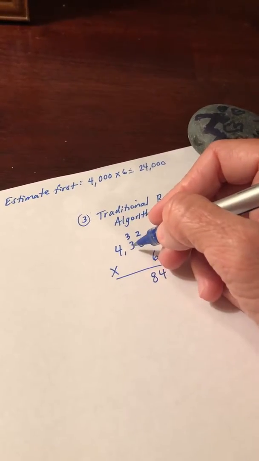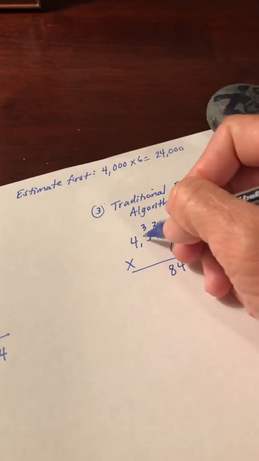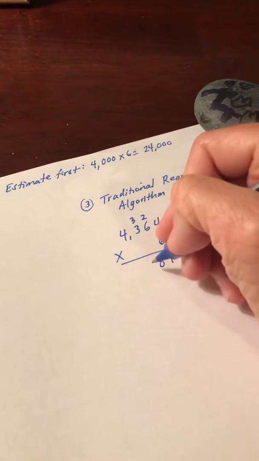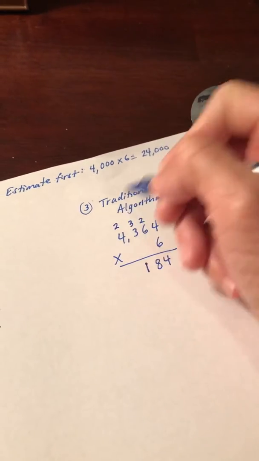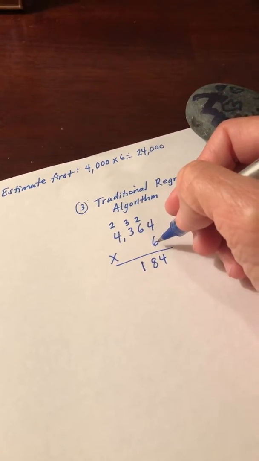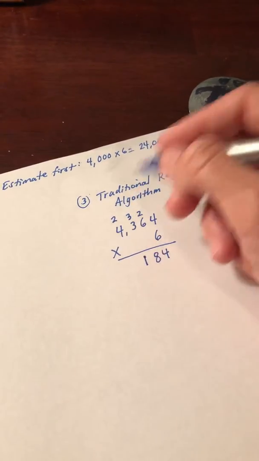6 times 3 is 18, which we had over here. There's 18 hundreds, but I'm going to add on that extra 3. That's 21. Can't cram 21 down here, so the 1 comes down. The 2 gets regrouped. All right, and then my last step is 6 times 4.